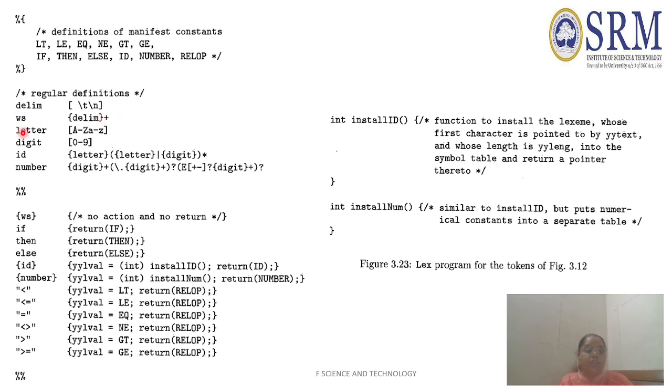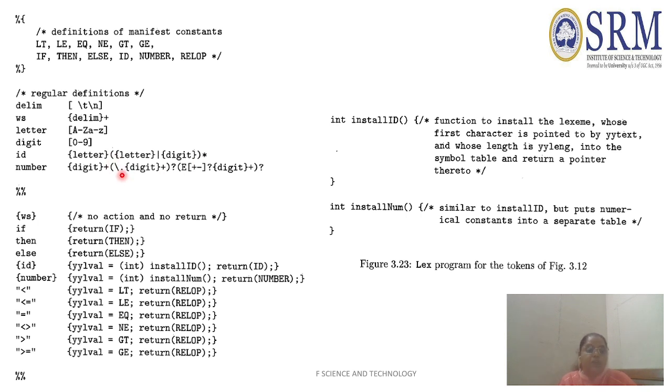Letter: how will you identify a letter? The set of alphabets is capital A to capital Z and small a to small z. Digits are from 0 to 9. ID is a letter followed by letters or digits, zero or more times. And number we have already defined in the specification of tokens: a single digit or a number of digits may be there, at least one digit must be there. That is why this plus is given.